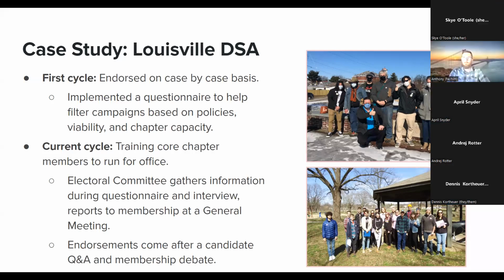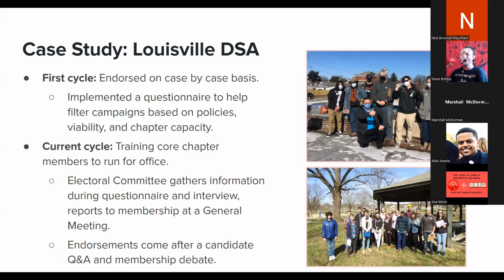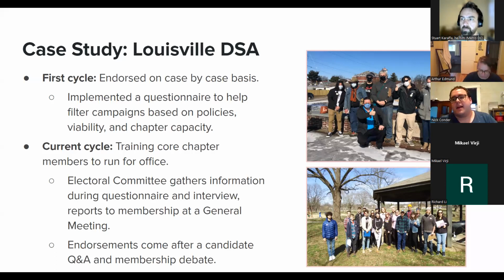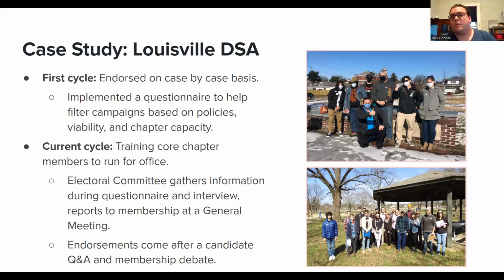And the electoral committee then brings it back to the membership and says, okay, this is all the information that we gained. Now it's up to you to debate and decide. There's always an opportunity for a Q&A with a candidate at our general meetings, and we always do our endorsements at a general meeting because it's where most of our members are going to be. Some chapters do it differently. Some chapters do email votes and things like that. That's totally fine, whatever works for your chapter. But in our chapter, the candidate comes and answers questions, the electoral committee presents whatever information they gained, and then the membership sits down and debates it.